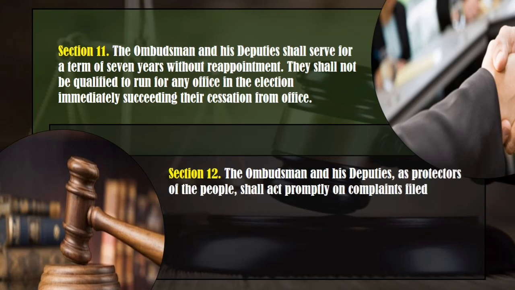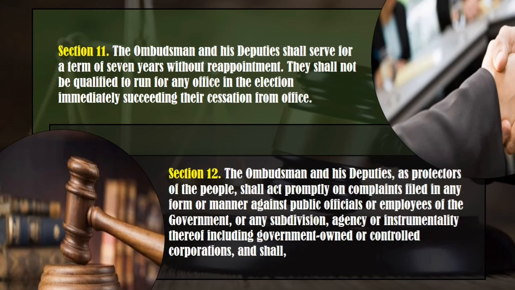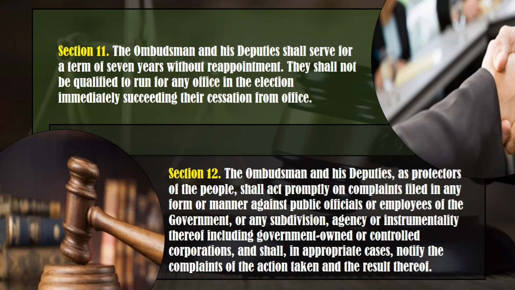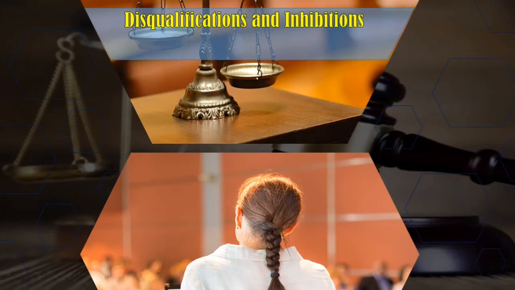Further, class, Section 12 provides that the Ombudsman and his deputies, as protectors of the people, shall act promptly on complaints filed in any form or manner against public officials or employees of the government or any subdivision, agency, or instrumentality thereof, including government-owned or controlled corporations, and shall, in appropriate cases, notify the complainants of the action taken and the result thereof.